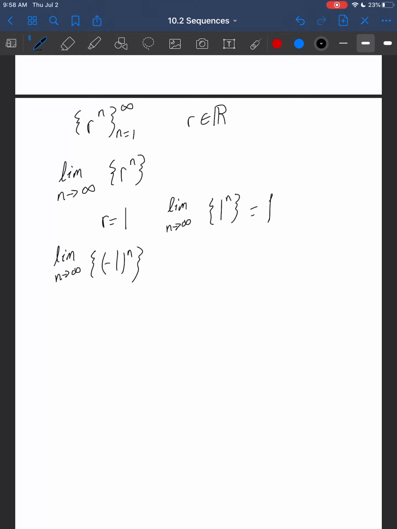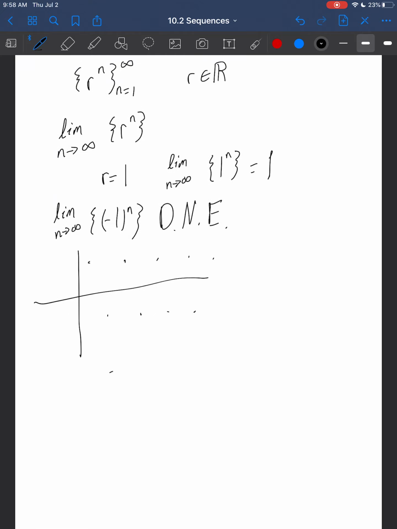Well, this is a bit different now, right? What's going to happen in this case is for n equals 1, I have negative 1. For n equals 2, I have positive 1, negative 1, positive 1, negative 1, positive 1. And so it's going to bounce back and forth, but it's not actually going to get closer and closer to any value, right? So all of the even terms will stay at 1, all the odd terms will stay at negative 1. So this does not exist. Okay.